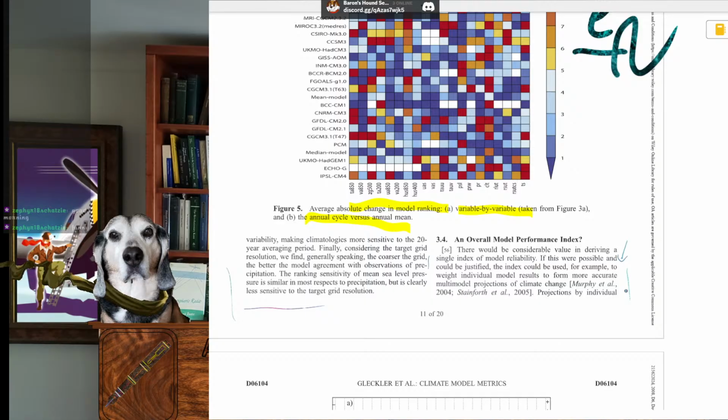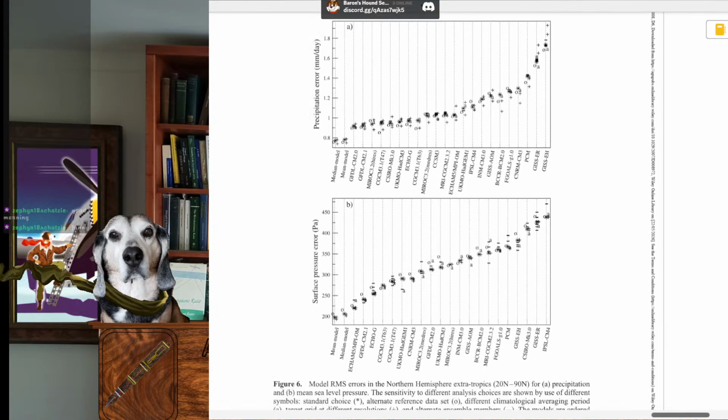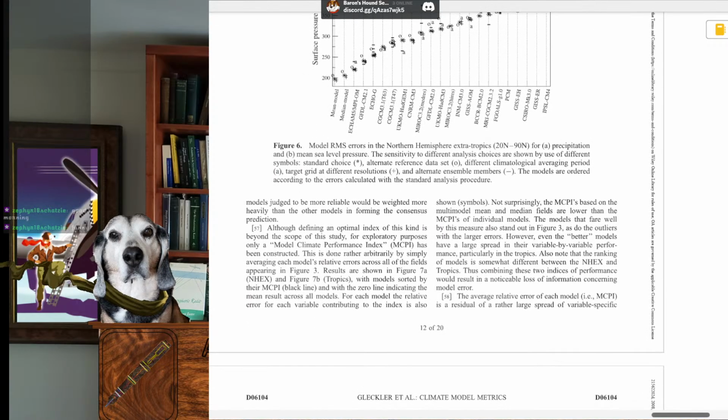And so how do you weight which model is more important than other models? That's a whole thing, right? So should be judging what should be weighted more heavily, forming consensus prediction. Although defining an optimal index of this kind is beyond the scope of the study.